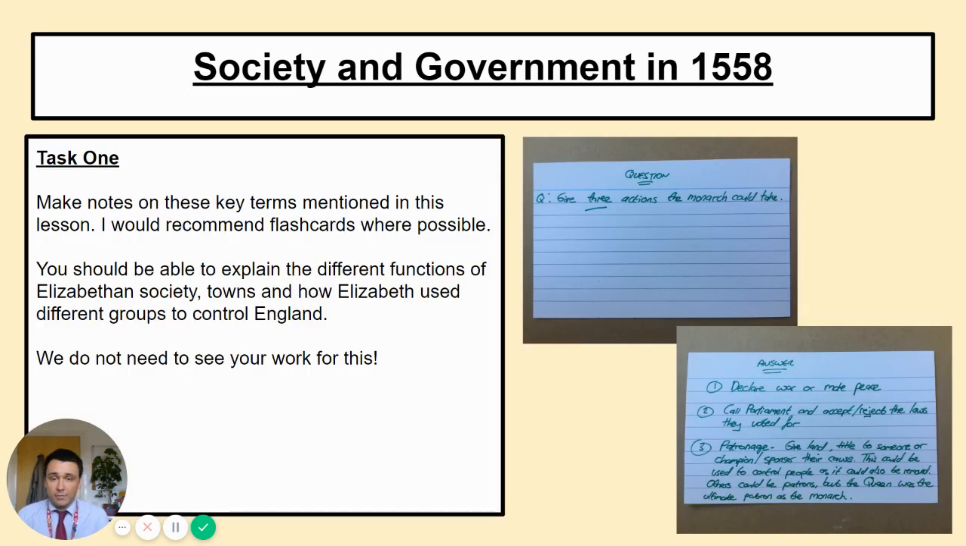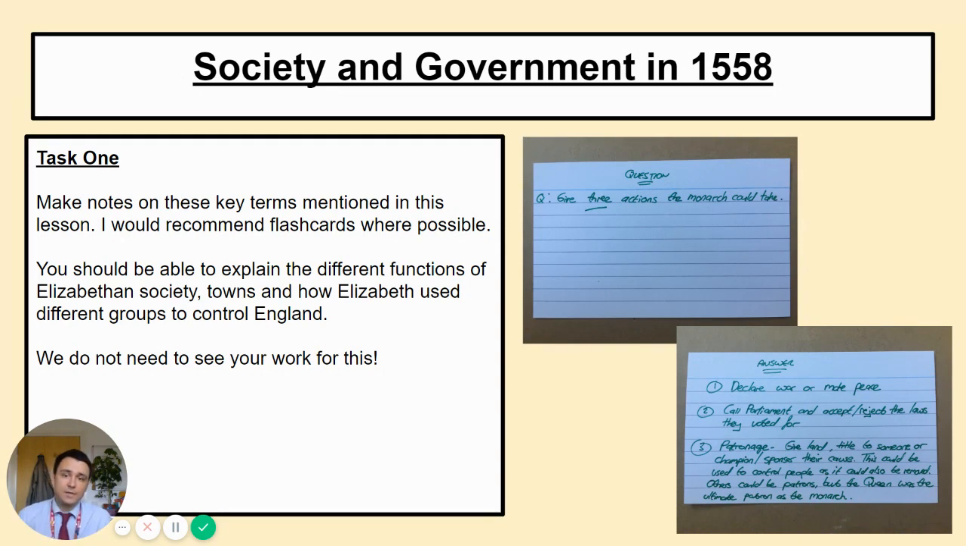Now, your only task this lesson is for you to make notes on key terms that I mention throughout. And I would recommend flashcards where possible. Here I've modelled how you might do that with a question on the front and your answers on the back. And this will help you with your revision later on. You can keep flicking through them and checking your own knowledge there.